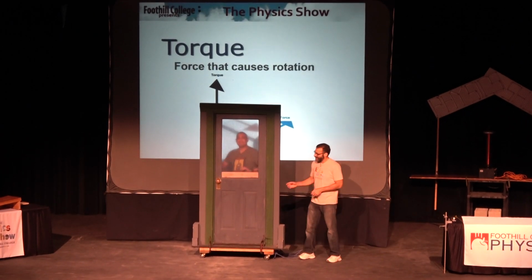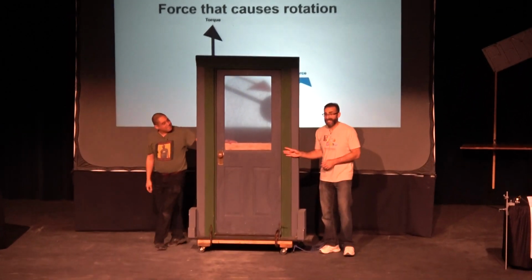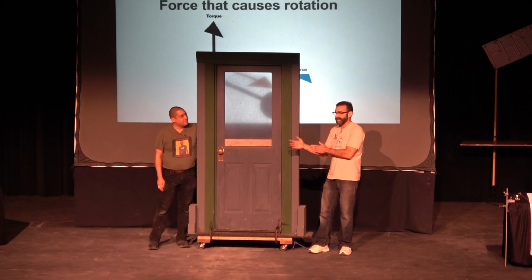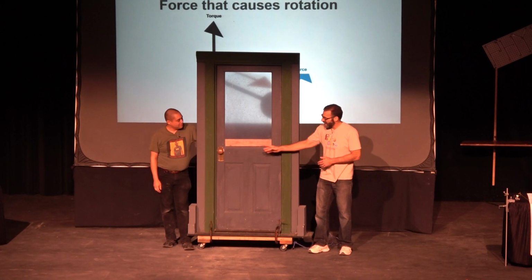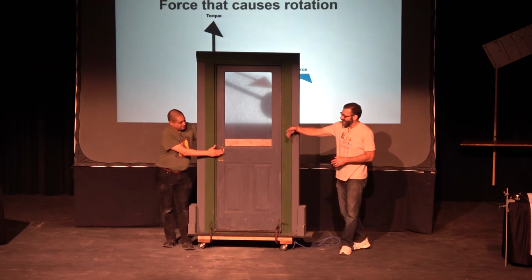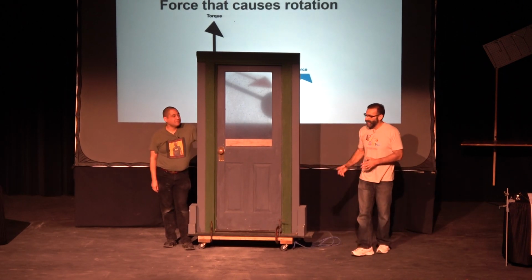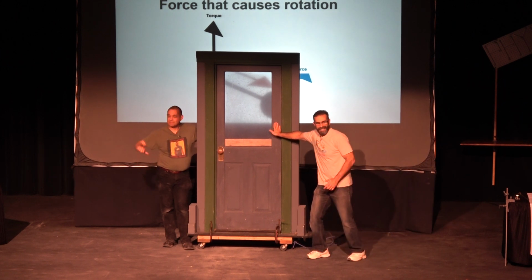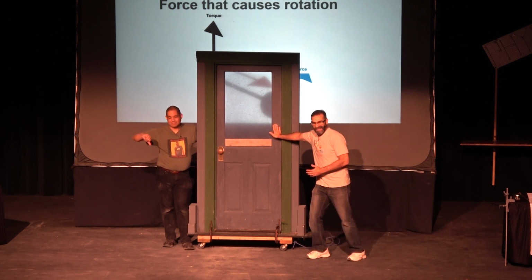The side closest to me, that's where the hinges are. We call that the axis of rotation. That's where it's spinning, about that side. And the other side is where the handle is, and that's going to open and close. And if I was in a hurry to get through this door, and I pushed over here, am I ever going to get out? No.